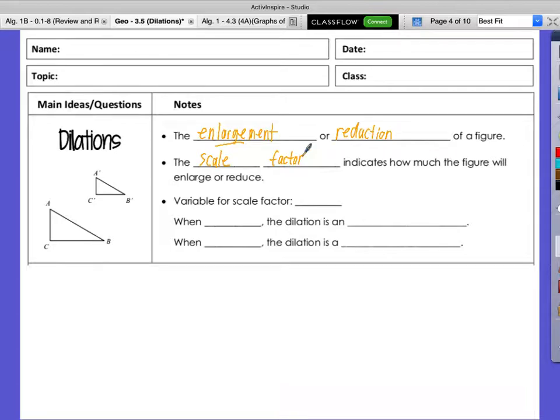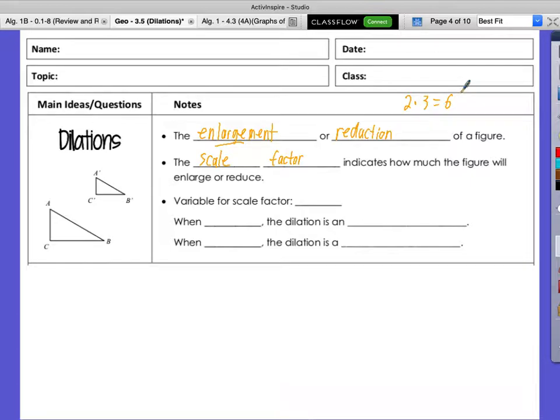Now, if we look at the word factor, factor tells us we're doing what kind of operation? Two factors, they multiply. Okay, so we're looking at multiplication with factors. What are the factors of 6? You would tell me they are 2 and 3. And 2 and 3 do what to get to 6? Multiply. So factors mean they multiply together. So the scale factor is something we're going to use to multiply.